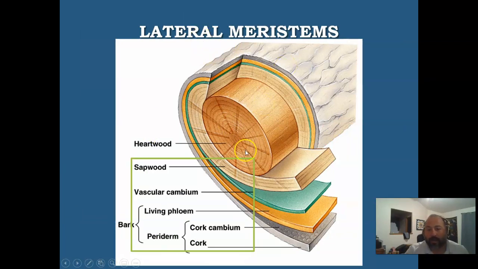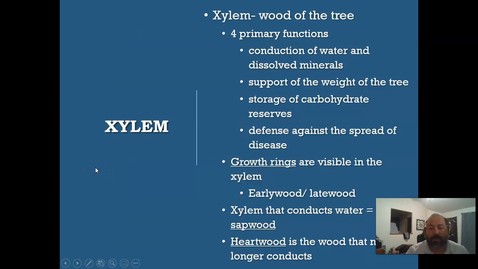So here is our lateral meristems, and we're gonna focus on this whole area right here, that vascular cambium. That's our layer of growth. And we've got our bark, which is going to protect our tree, and we've got our sapwood, which is also known as xylem, as long as it's conducting water. So there's xylem and phloem. So let's talk about xylem first. So xylem is the wood of the tree.